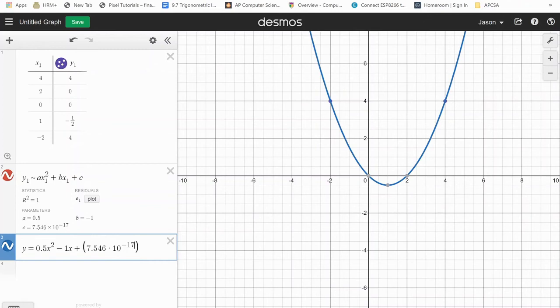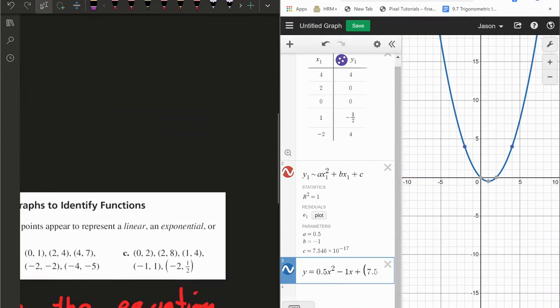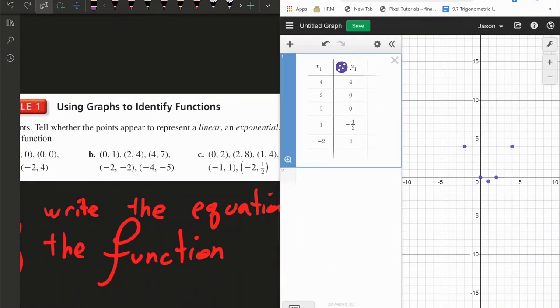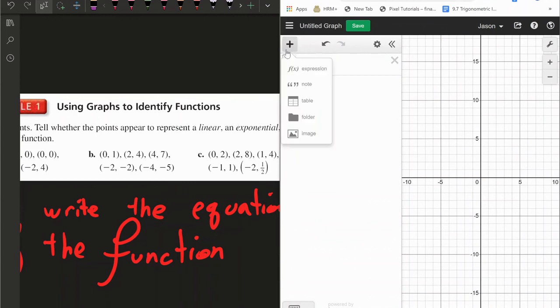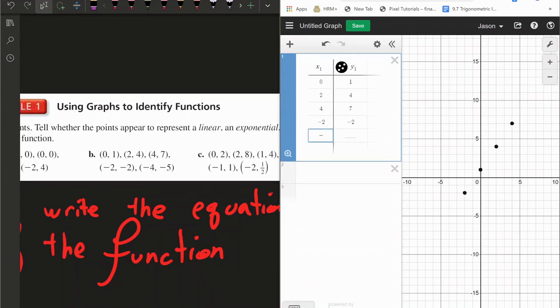Okay, so let's go and check on the other two examples. I'm going to go ahead and just delete these. We'll start over. I'm going to create a table: 0, 1, 2, 4, 4, 7, negative 2, negative 2, negative 4, and negative 5. Okay, so this one appears to be linear.